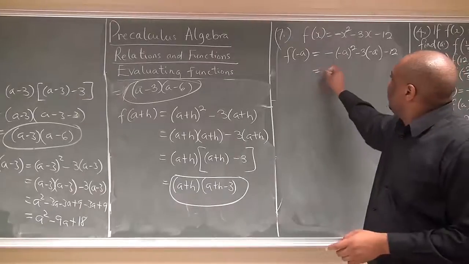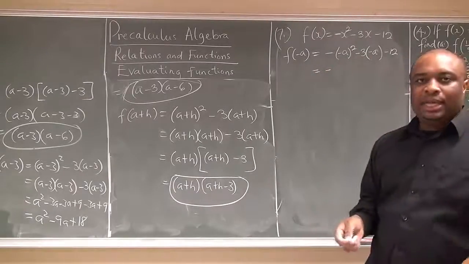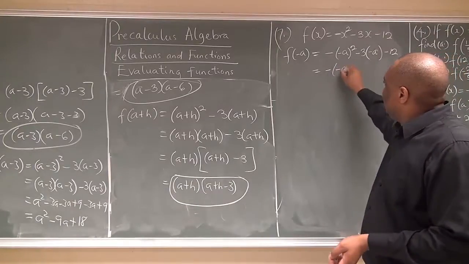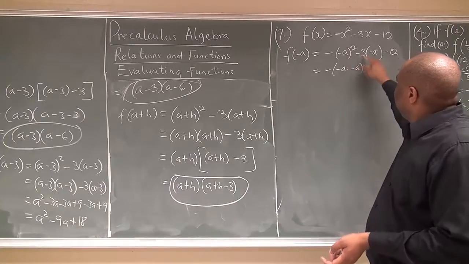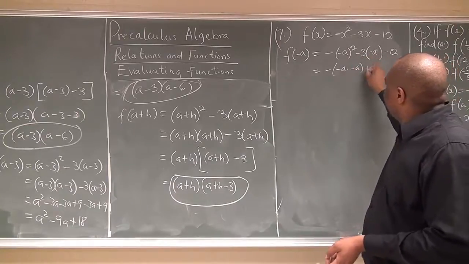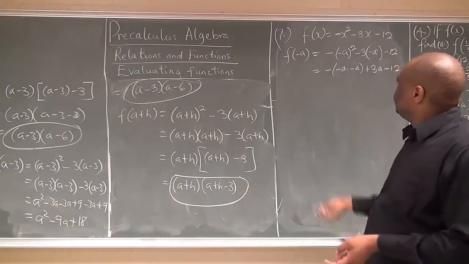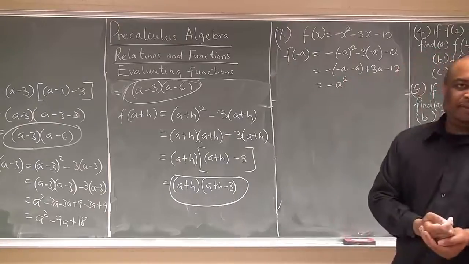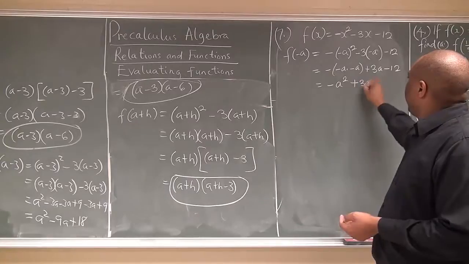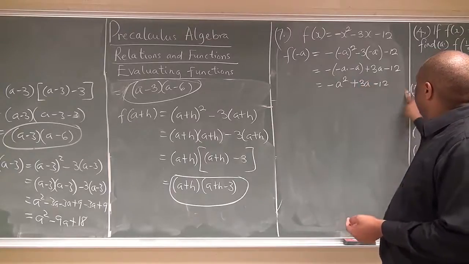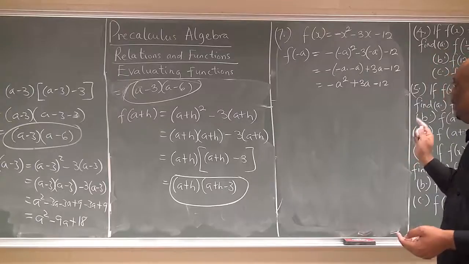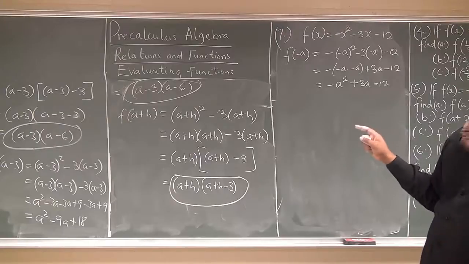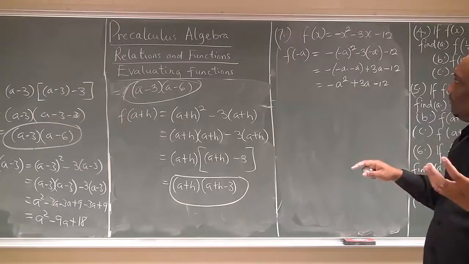Okay, so this will be negative a squared, which means negative a times negative a. If I decide to break this down, negative a times negative a, then negative 3 times negative a is plus 3a minus 12. Negative a times negative a is a squared. So that's negative a squared plus 3a minus 12. You don't leave your answer like this. You factor out. Let's see whether anything can factor out.